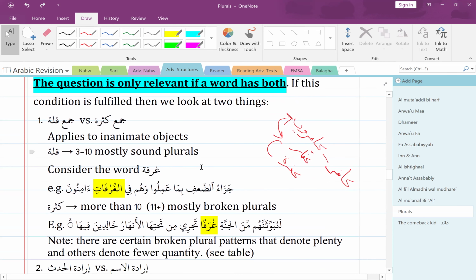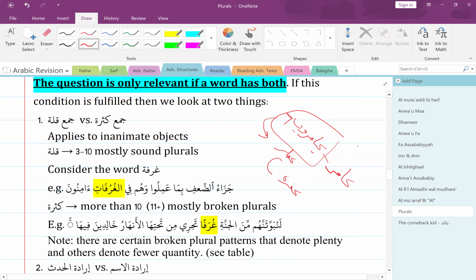Okay. So now, when we are talking about sound versus broken, if you have a word that has both, for example kafiruna and kuffar, two plurals there, a sound plural and a broken plural, then there are two things you have to consider. The first one is: is it a lesser plural, jam'u qilla, or is it a larger plural, jam'u kathra?